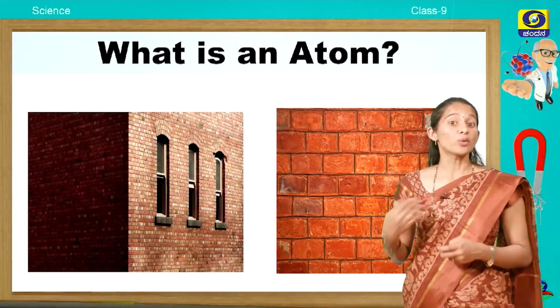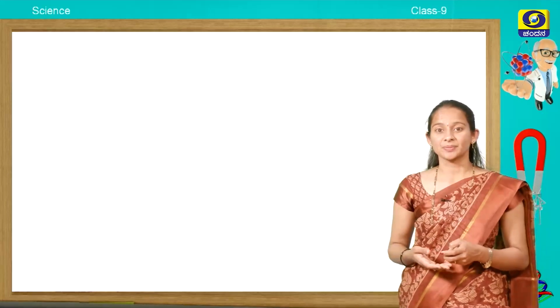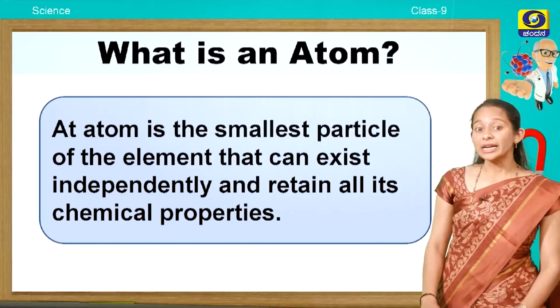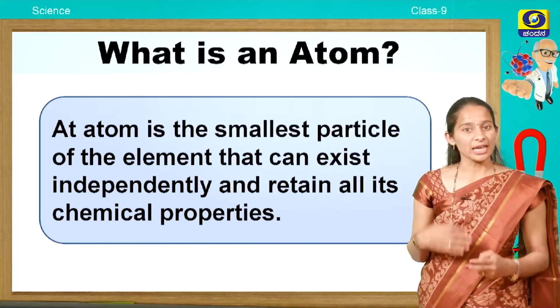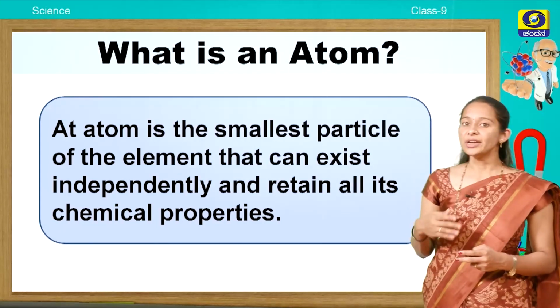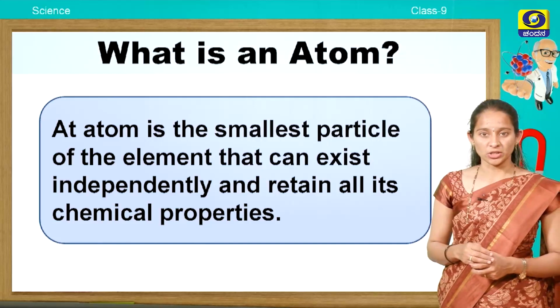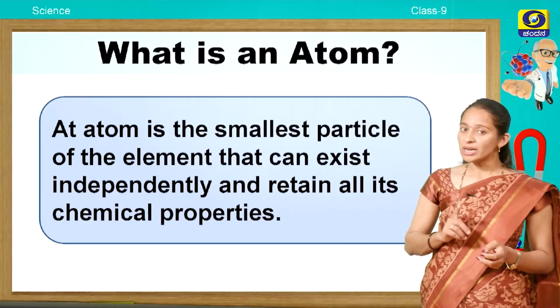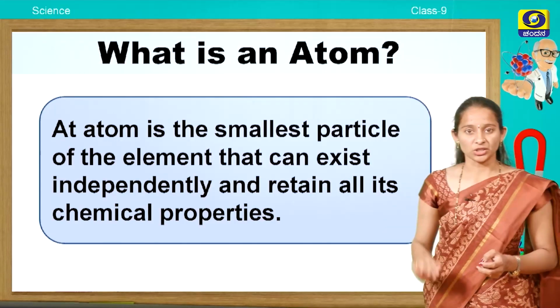Let us know how can we define the atom. Atom can be defined as smallest particle of an element that can exist independently and retain all its chemical properties. It can exist independently, but it is the smallest particle of the matter.